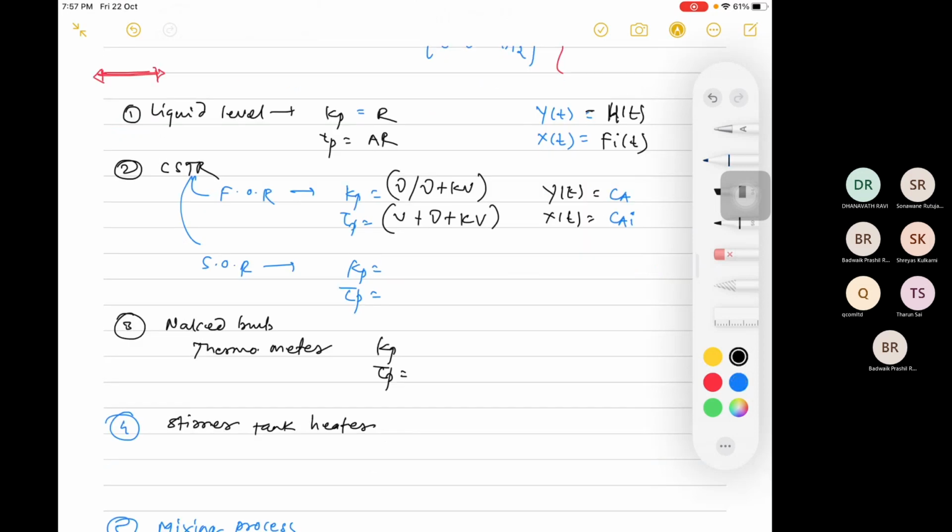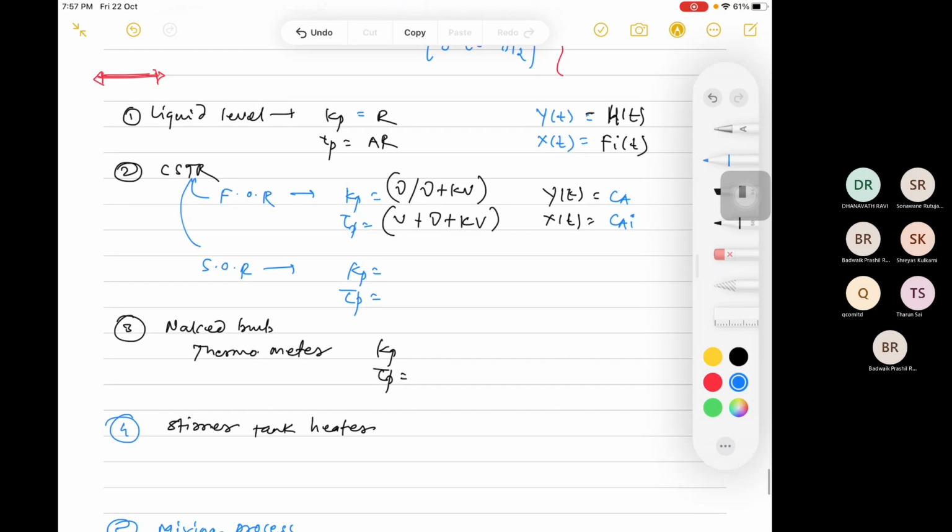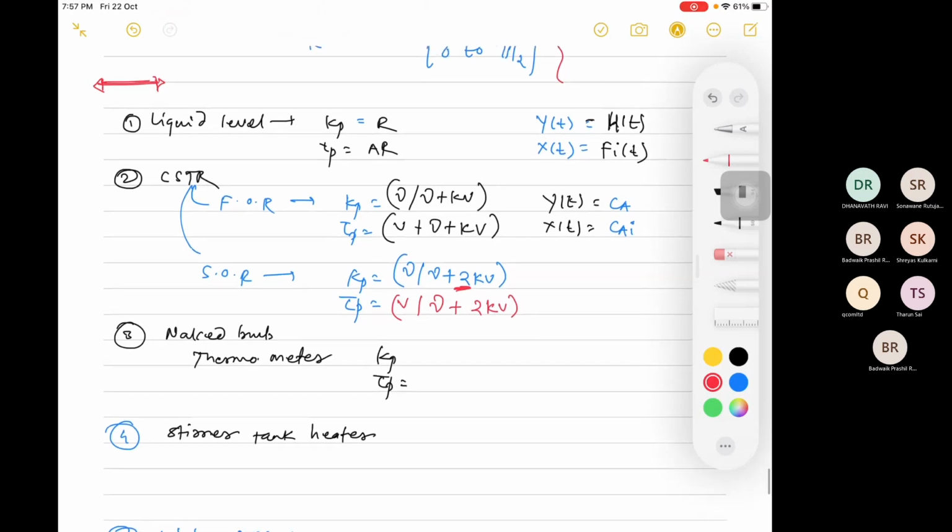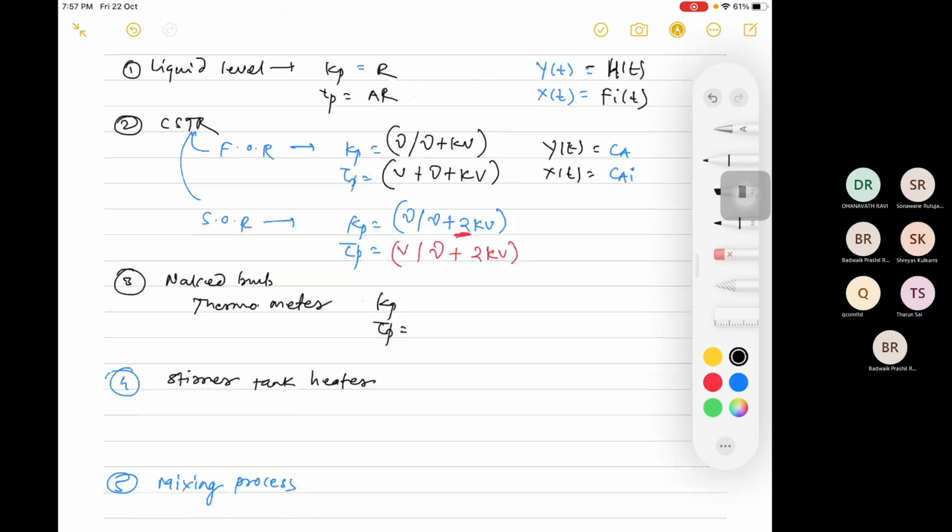Now, what comes in second order? Just there will be a change. It is a form of non-linear one, and Kp will be nu divided by nu plus twice kV. Make a note here, twice kV, and tau p is V divided by nu plus twice kV. So we are up to this, and you know what this is? Ca divided by Cai, as a function of S. This is your transfer function.